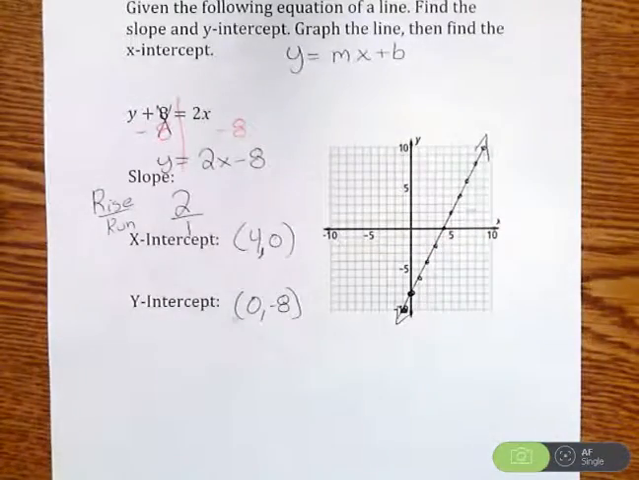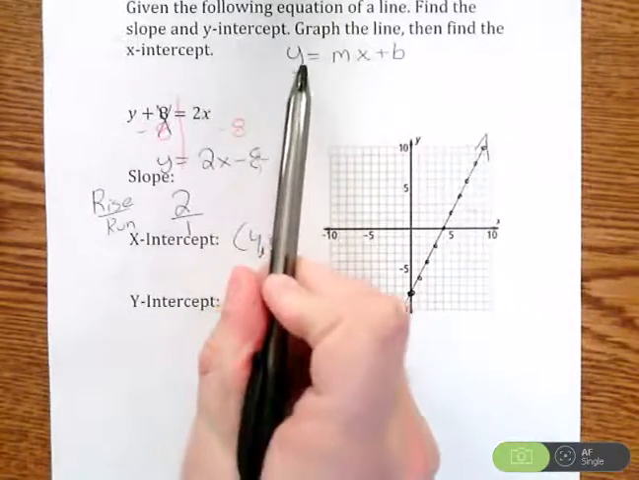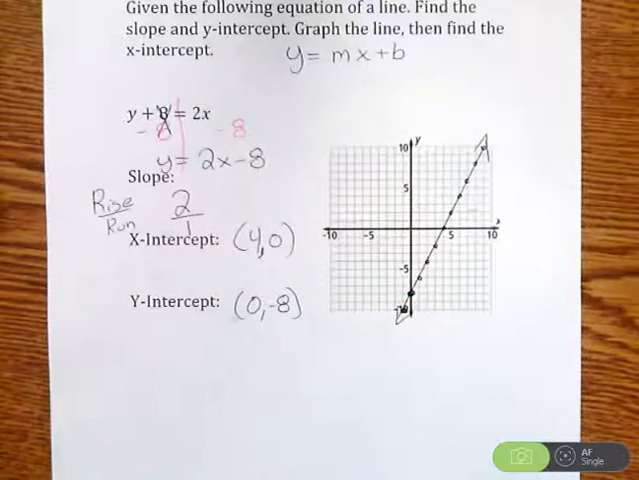And that is graphing in slope-intercept form. Be very careful. Make sure you get your y by itself first, and then you can get all the pieces of information you need and graph it.